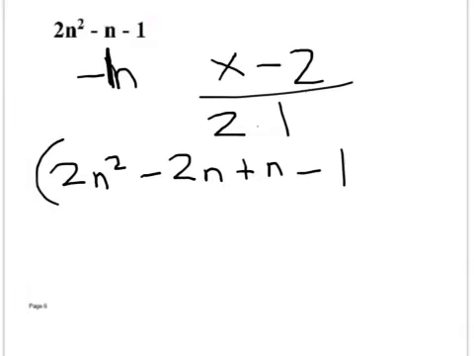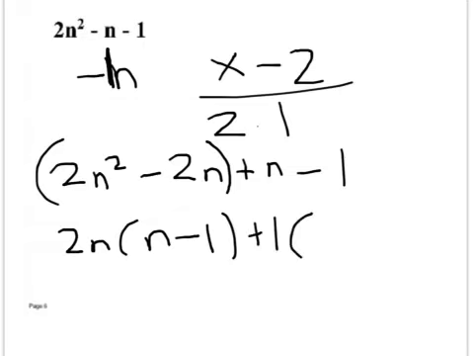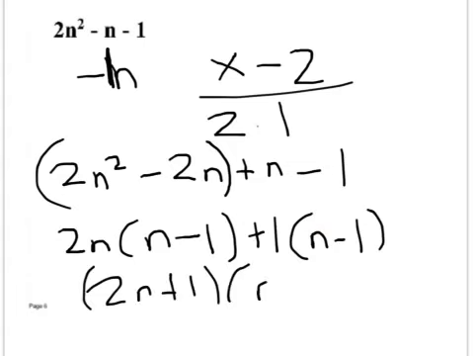What can I take out of 2n squared minus 2n? 2n. What's left? N minus 1. And what's left here? N and 1. What can I take out of n minus 1? I take 1 out of it. What's left? N minus 1. I have to get parentheses of the same thing here and here. So now I have 2n plus 1 and n minus 1.